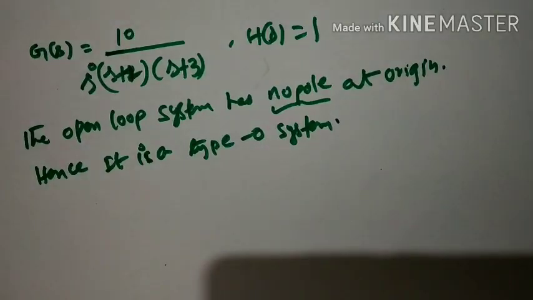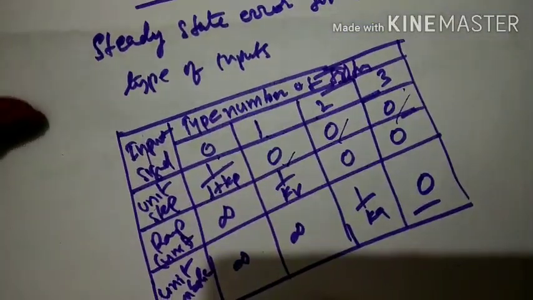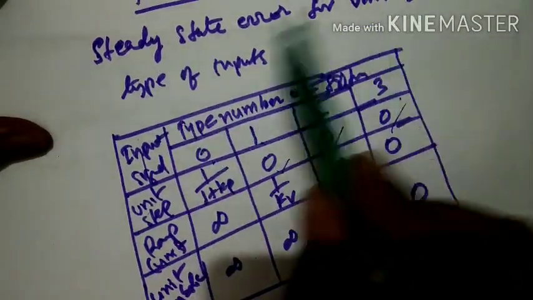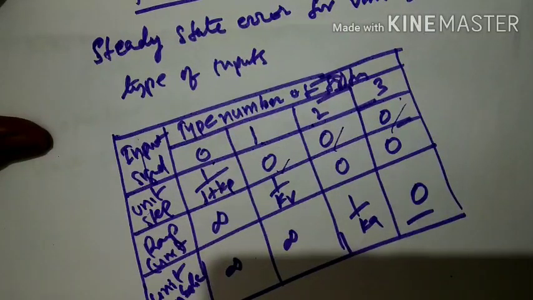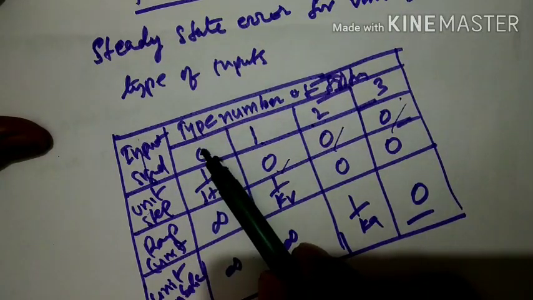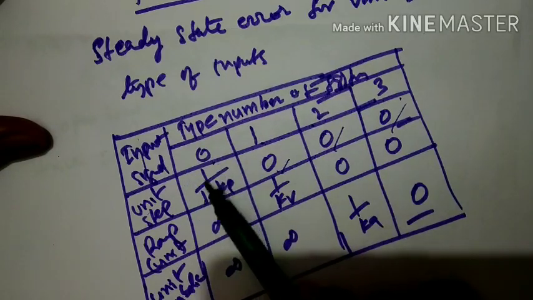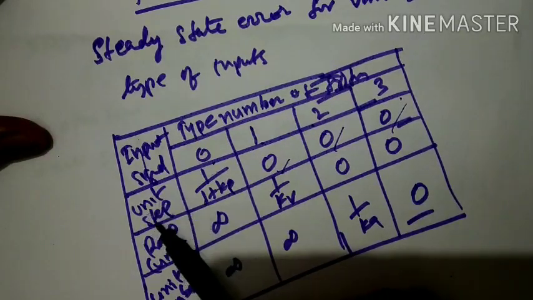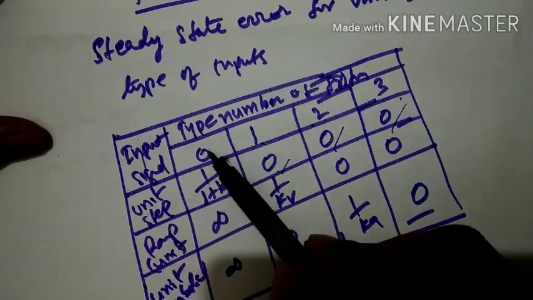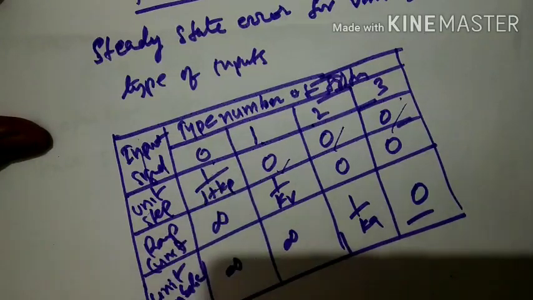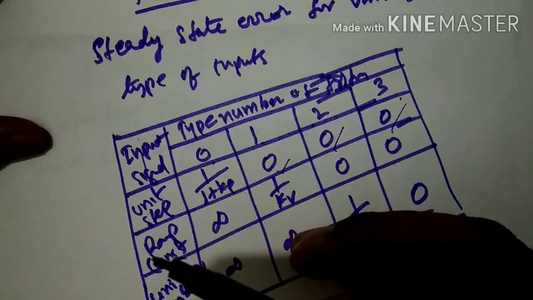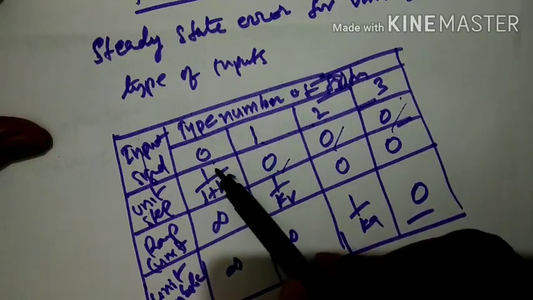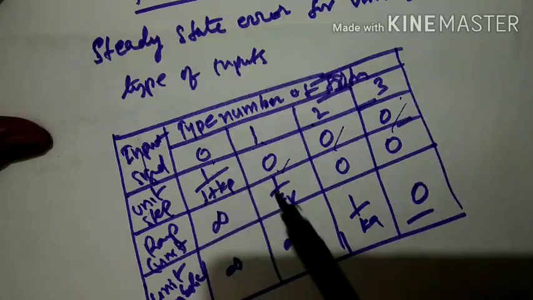We already derived all these equations. You just see that this is a type 0 system. You see this table, what is the heading? Steady state error for various types of inputs. With the type 0 system and a unit step input, the constant steady state error is 1 by 1 plus Kp. This is the value.